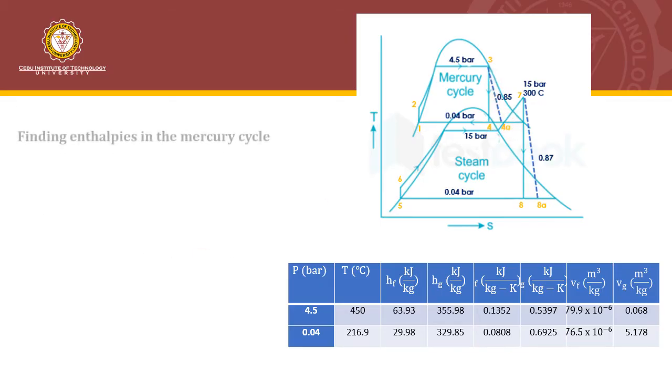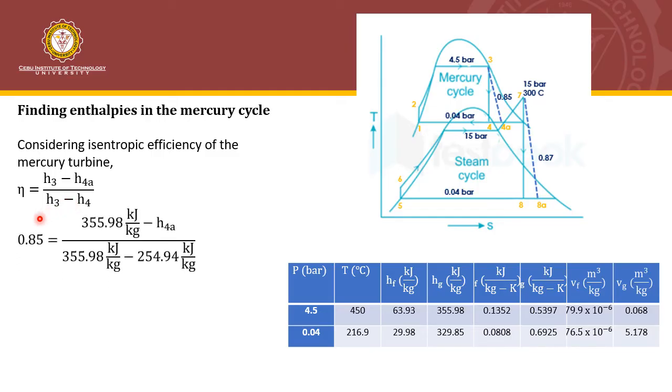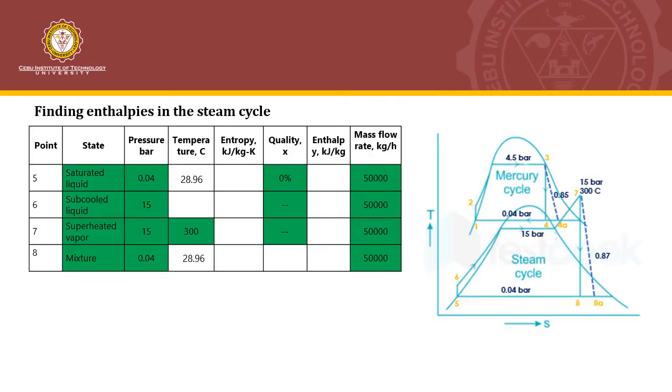We can obtain that by using the isentropic efficiency relationship, which is H3 minus H4A divided by H3 minus H4. So we're going to substitute the value. We know that the isentropic efficiency of the Mercury turbine is 0.85 based on the problem. And we can solve now for H4A, and that is 270.096 kilojoules per kilogram. So we obtained the enthalpies H1, H2, H3, and H4A for the Mercury cycle.